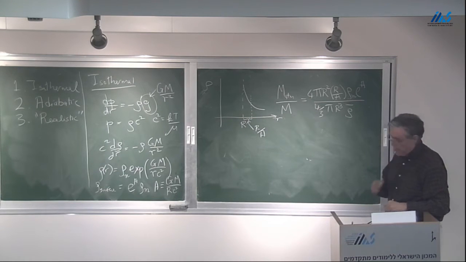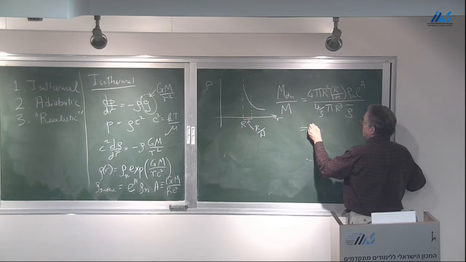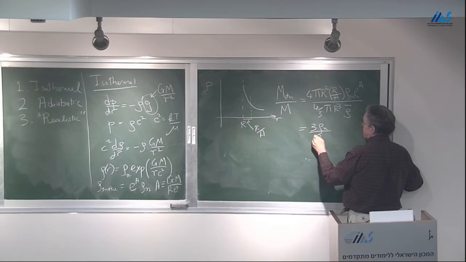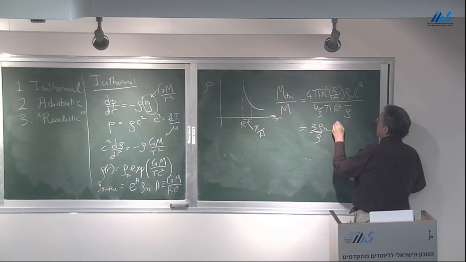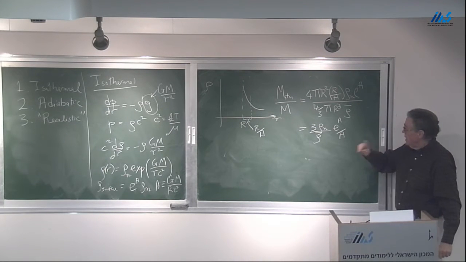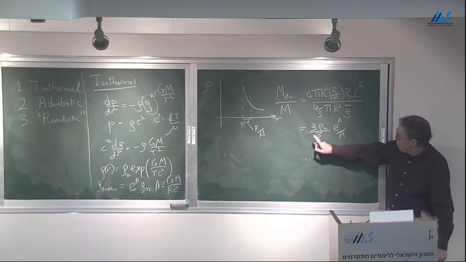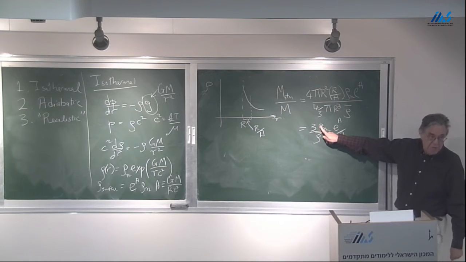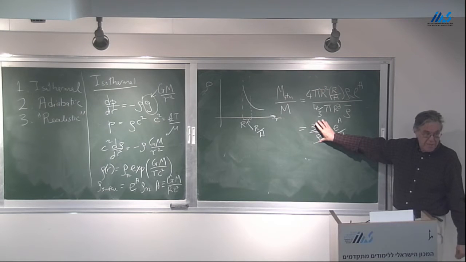So you can see what this is going to be. This is just 3 times the density of the nebula over the mean density of the solid body times e to the power of a upon a. And of course, now you can see the point. This is really, really, really small. It's a tiny number. It can be 10 to the minus 10 easily.